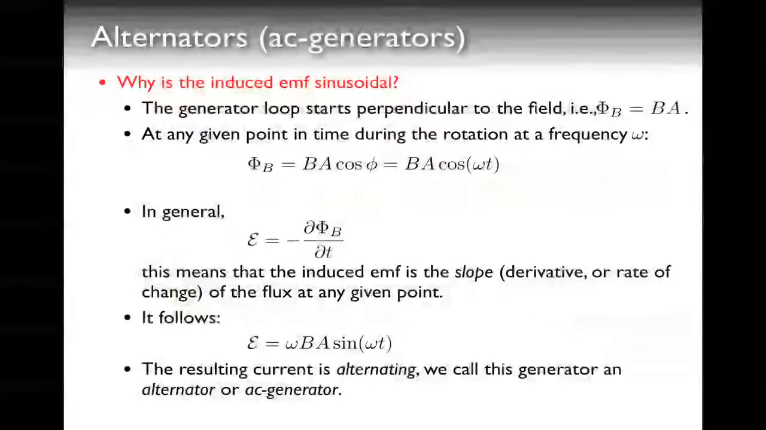This is summarized in this slide here. The generator starts perpendicular, and at any given point in time, the flux is going to be B times A times the cosine of the angle. Because the EMF is going to be the change of flux by the change of time, it follows that the EMF is going to be omega BA sine omega t. And as you can see, the resulting current is an alternating current, which is why we call this generator an alternator or AC generator.